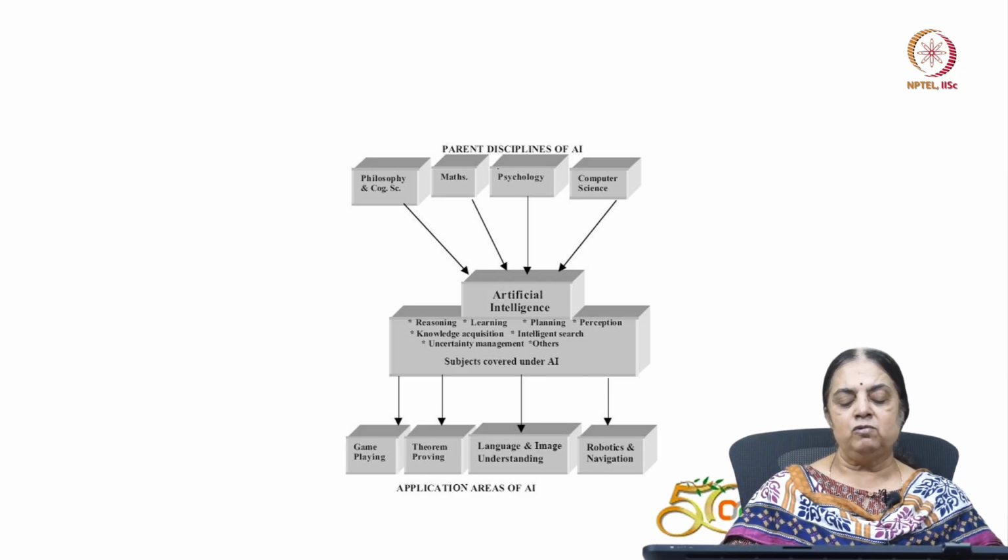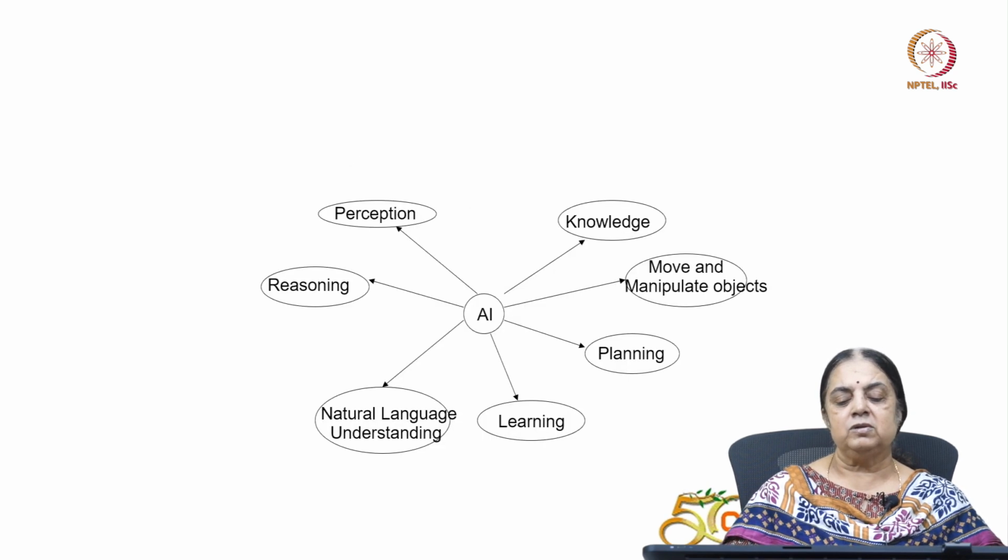And if you look down, you can see some application areas of AI. For example, game playing. Game playing is a very important application area. So things like chess, checkers, all these types of games, theorem proving, language understanding, robotics, etc. So these are some application areas which we are talking about. So here we can see the different topics which will be covered under AI basically.